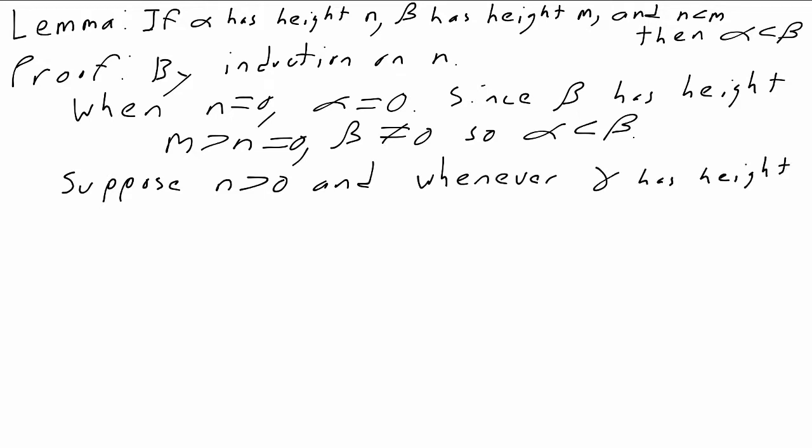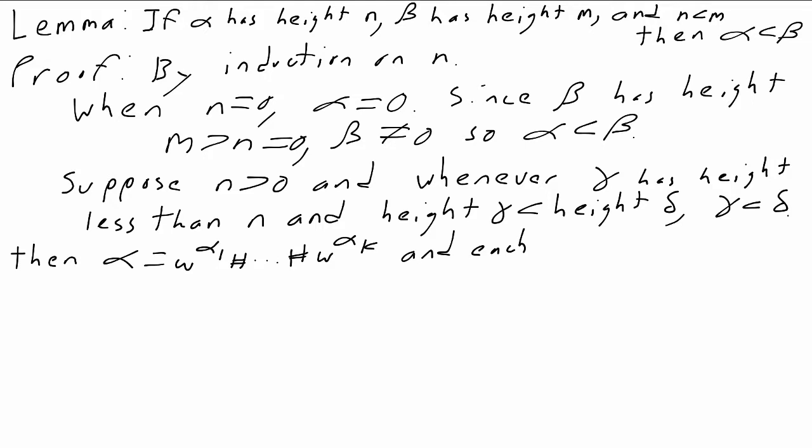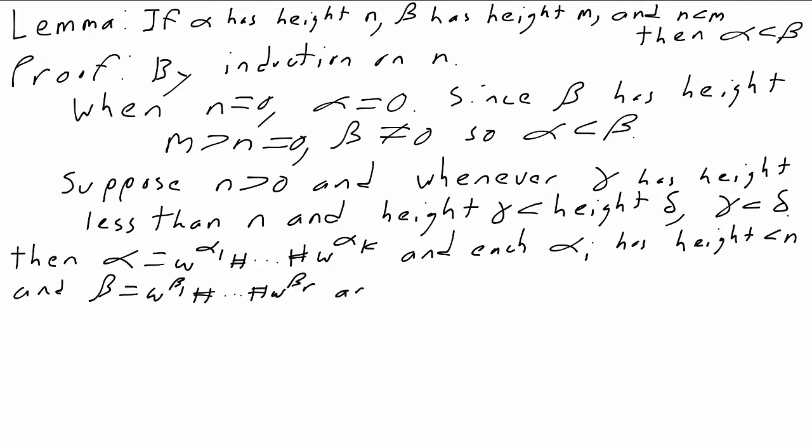That means, whenever gamma and delta are ordinals, the height of gamma is less than n, and the height of delta is greater than the height of gamma, then gamma is less than delta. Since alpha has height n greater than 0, alpha can be written as a sum of terms, and every alpha i, every exponent, has height strictly less than n, less than the height of alpha. Since m is bigger than n, which is bigger than 0, beta can also be written as a sum of terms. Some of these terms might have height less than n, but there must be at least one term of height exactly m minus 1, which is greater than or equal to n.